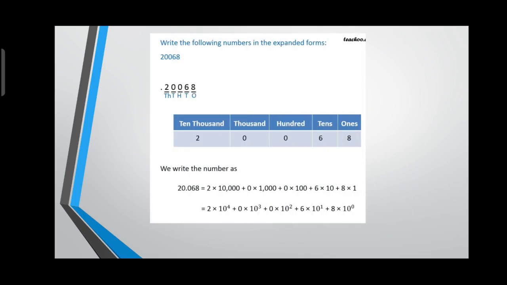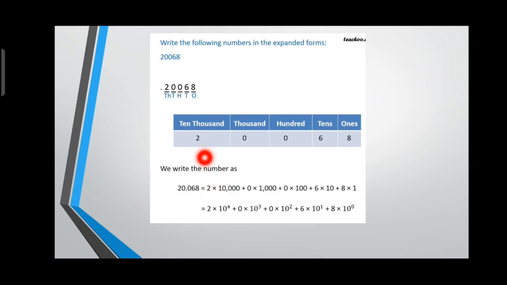Let me show you, if it is in standard form, how can we write it in the largest form? How can we write it in the expanded form? So that is the thing here. Write the following number in the expanded form. So this is the largest number, which can be written in the expanded form. How can we expand the number? 20,068, this is the number. We have to write this in expanded form, in scientific notation.